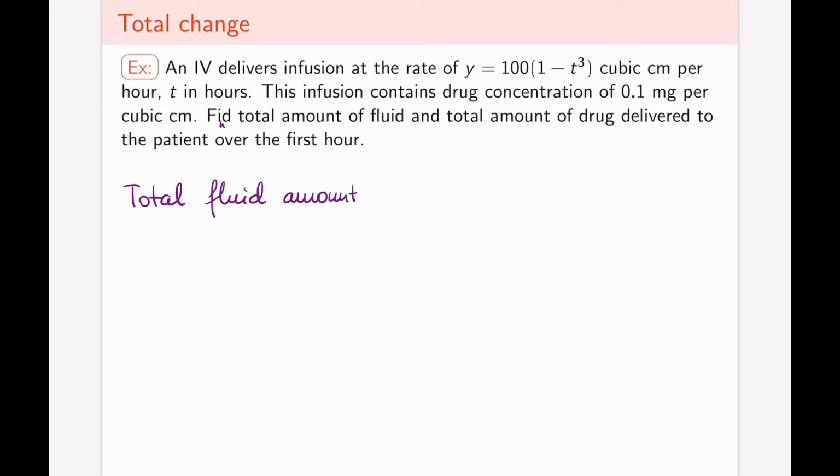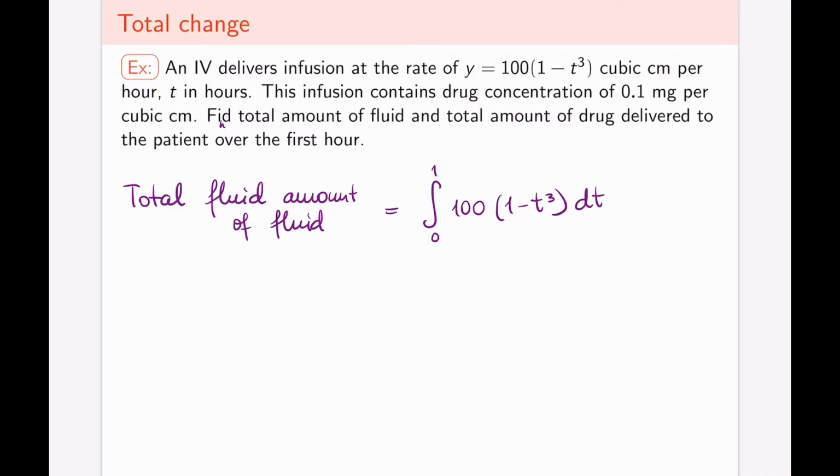So the total amount of fluid is going to be the integral, the sum of the rate at which the fluid was injected over the amount of time when it was injected. So the integral of 100(1 minus t cubed) with respect to time over the first hour. So from 0 to 1.